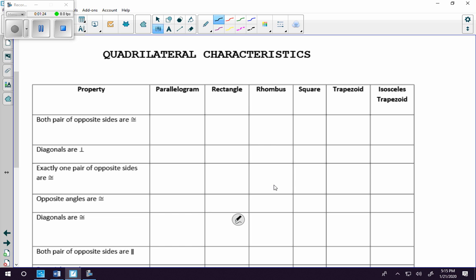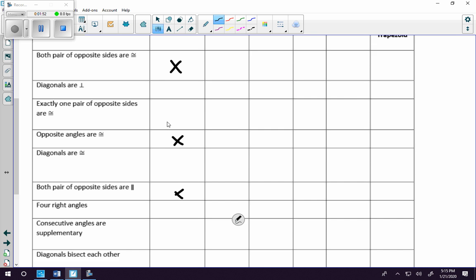Okay, so in a parallelogram, are both pairs of opposite sides congruent? Yes. Are the diagonals perpendicular? No. Is there exactly one pair of opposite sides congruent? No. Opposite angles are congruent? Yes. Are the diagonals congruent? No. Both pairs of opposite sides are parallel? Yes. Okay, I'll move down the screen here so we can finish the parallelogram.